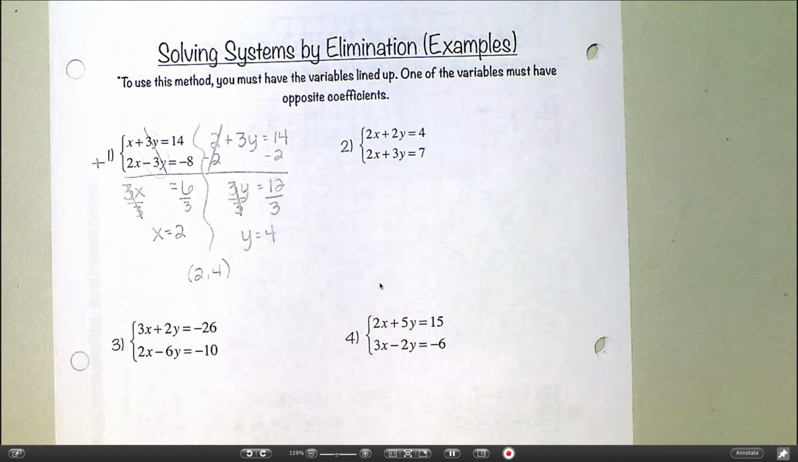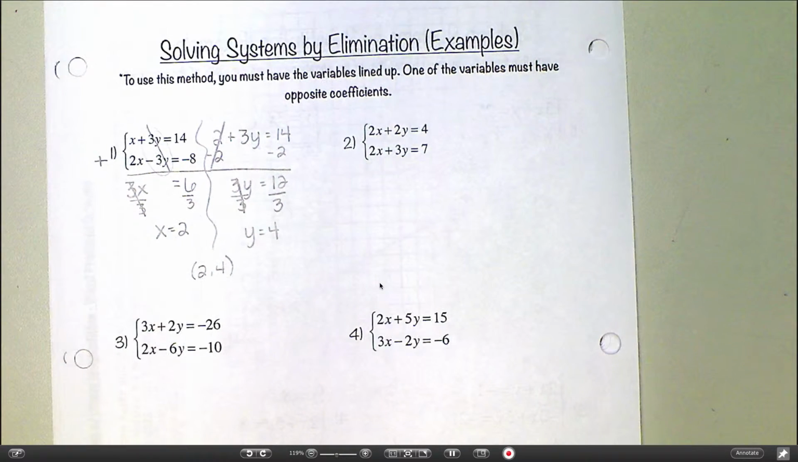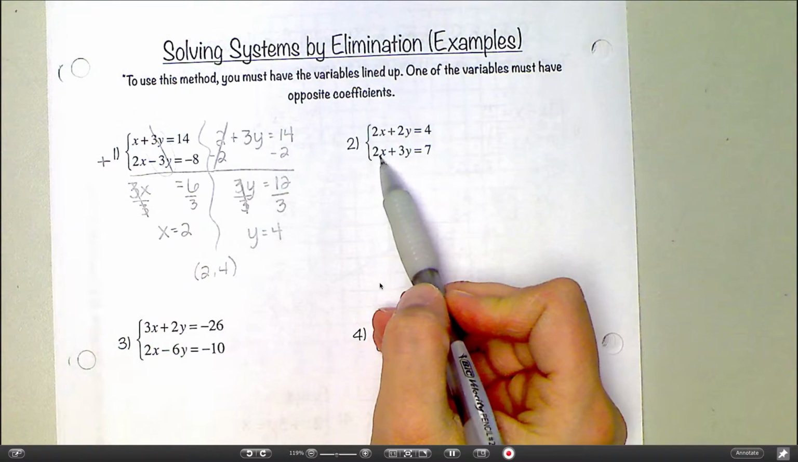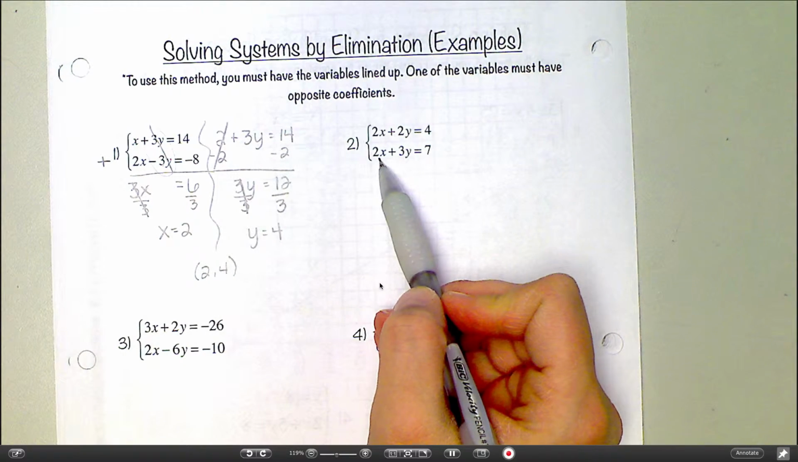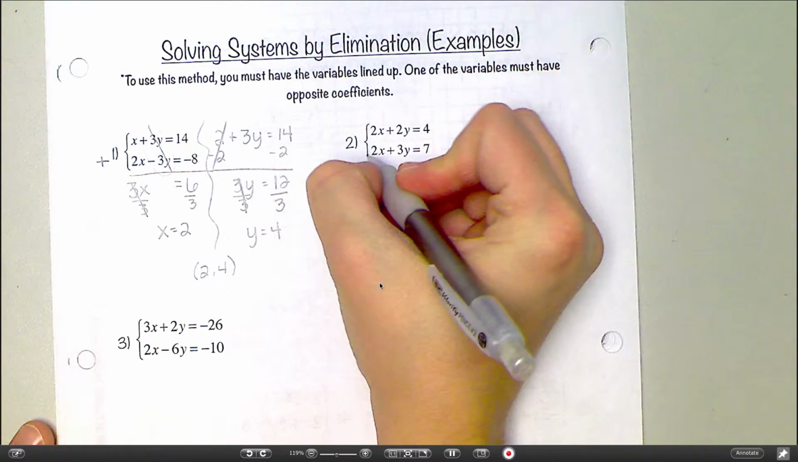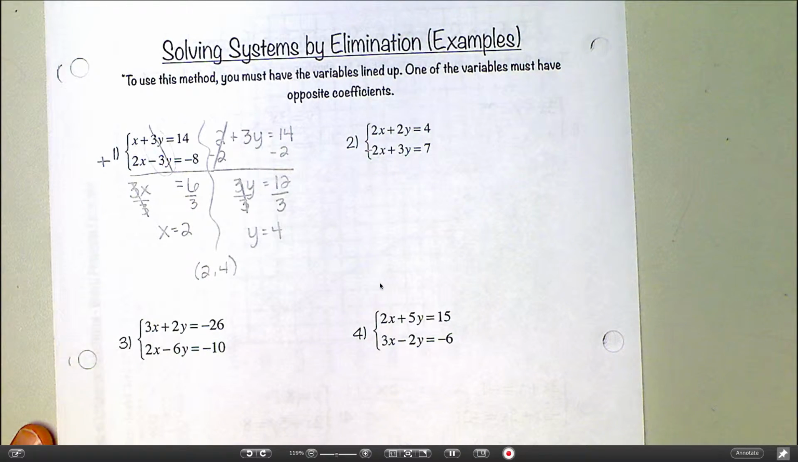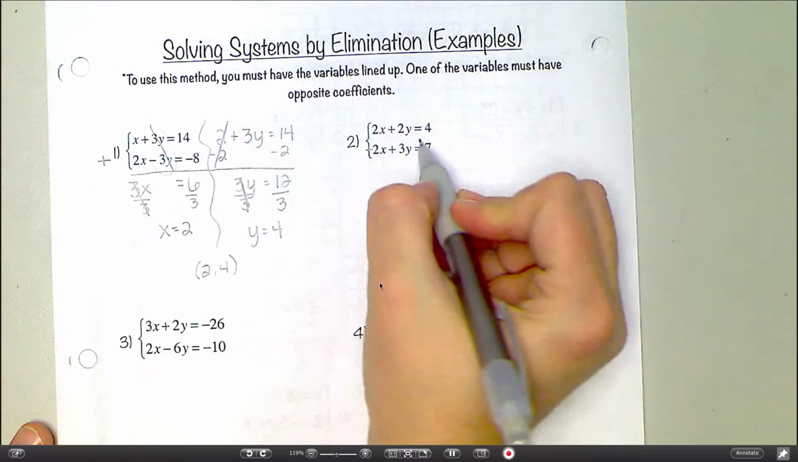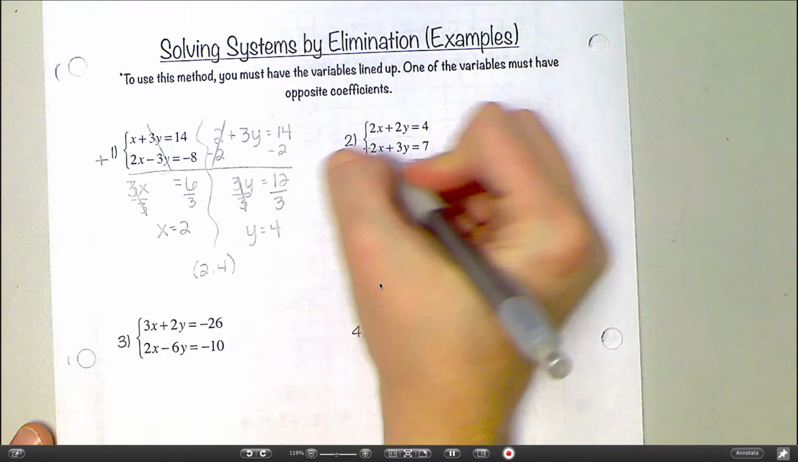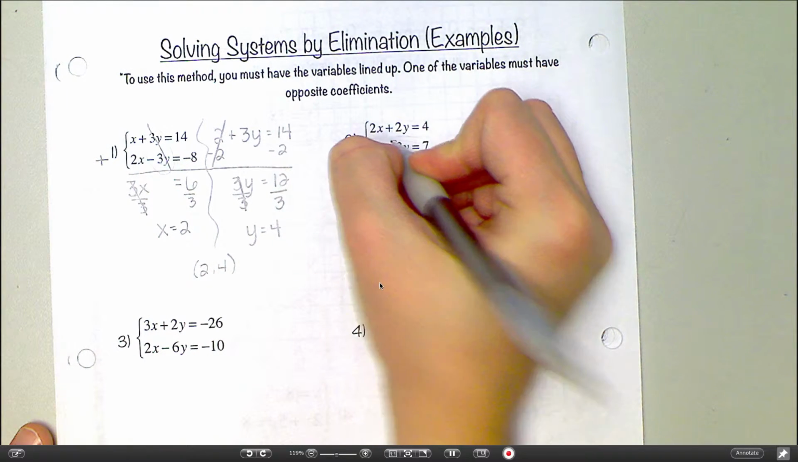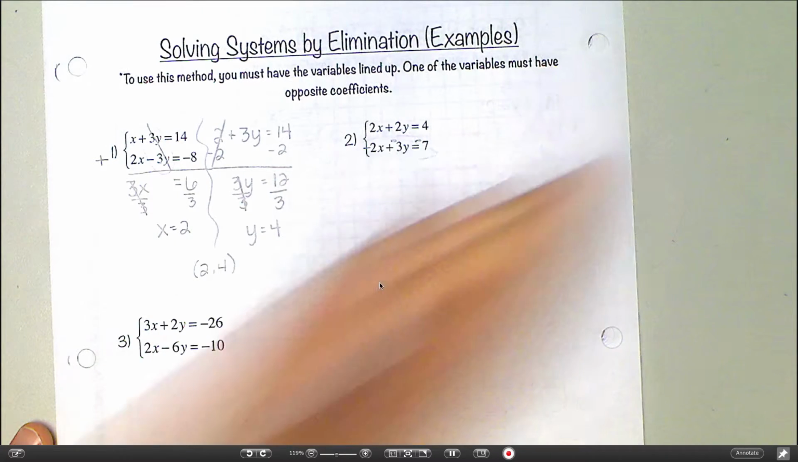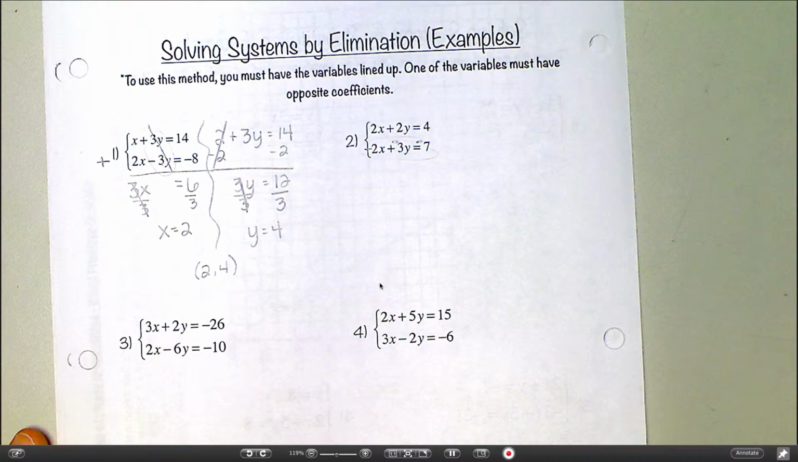So let's look at the second one. Is the second one set for anything to cancel out? No, but it's awfully close, right? I sure wish that 2 was what? Negative. Well, I'm going to make it negative. But when I do that, what else do I have to do? Everything in that one equation. Okay? So this is going to change to a negative 3y, and this is going to change to a negative 7. Okay?